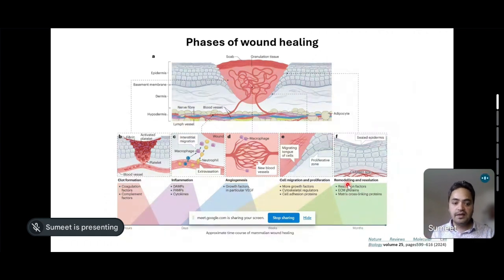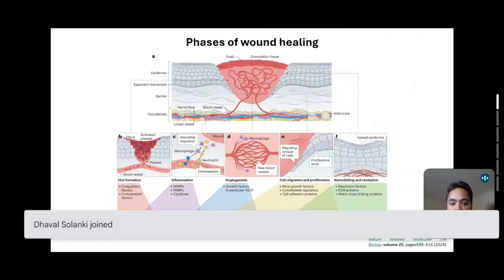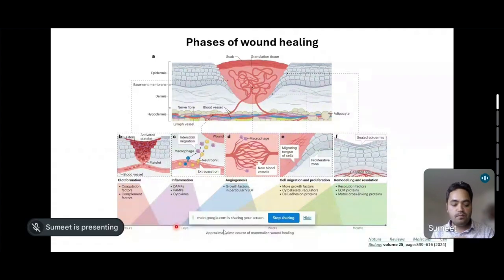This whole process can take from hours to months, depending on how big the wound is. Within hours, you can have the blood clot; inflammation within days; angiogenesis, cell migration and proliferation within weeks; and then remodeling and resolution within a month.